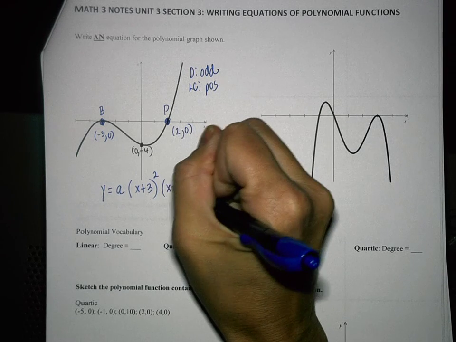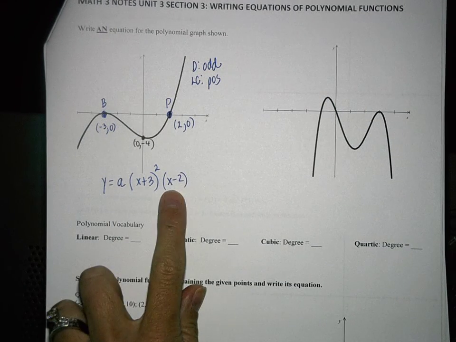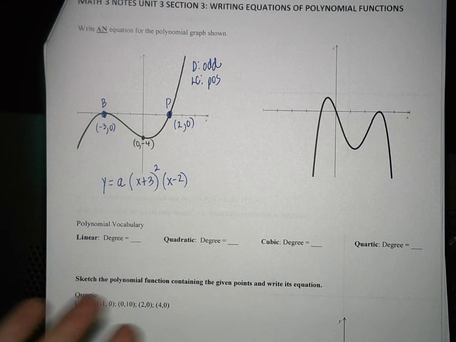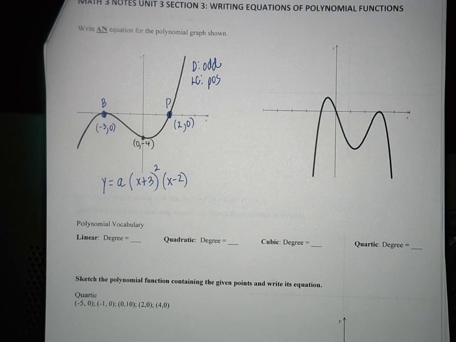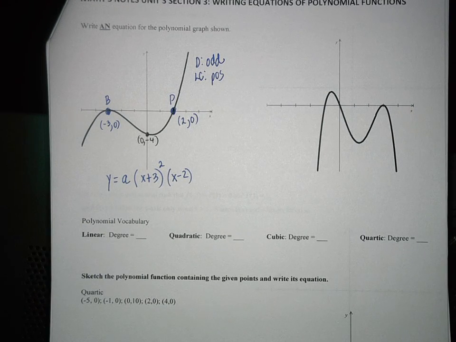What will be my next factor? Good, x minus 2. And why is it x minus 2? Because when you set this equal to 0, it needs to make a positive 2. Now, what type of exponent will this factor have? Odd. So it could be 1, it could be 3, it could be 5. There are different options, but we're going to leave it as 1.